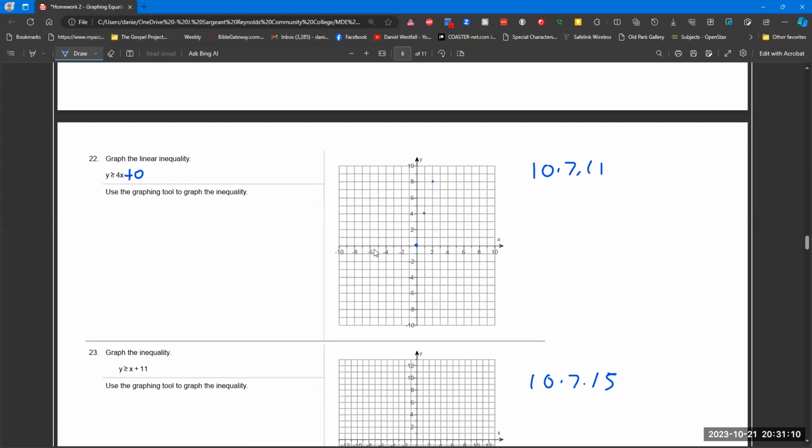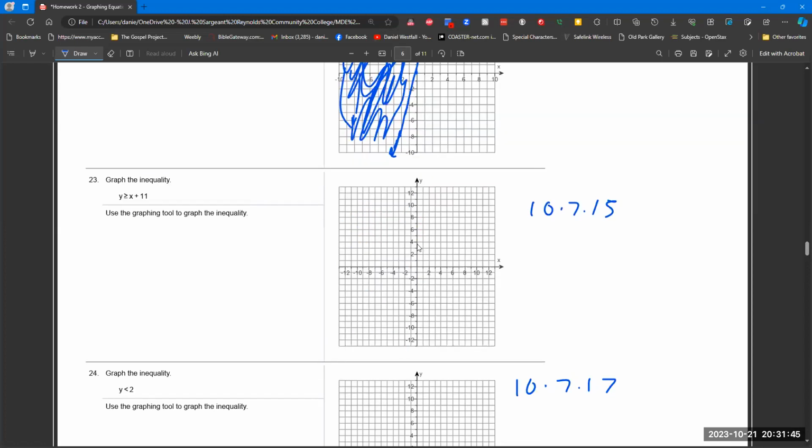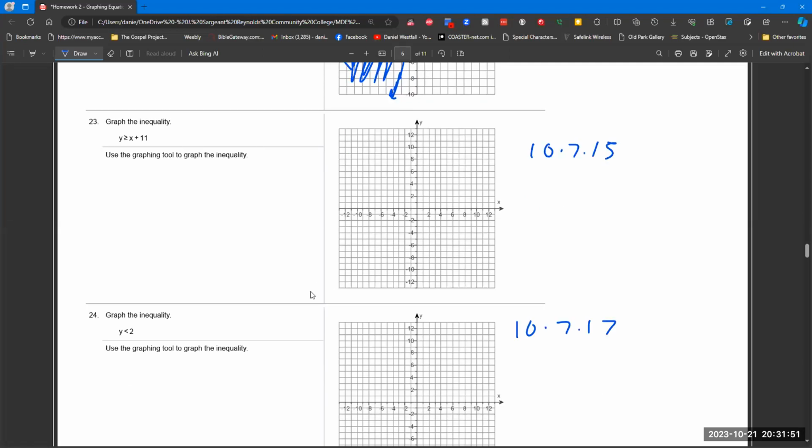Up 4, right 1. Down 4, left 1. Down 4, left 1. Solid boundary line here. And because this is already solved for y, when y is greater than the line, I'm going to be shading above the line, which is up here. You can imagine your shading going up from the line, as opposed to if I was shading below the line, I'd be over here because my shading would go down from the line.